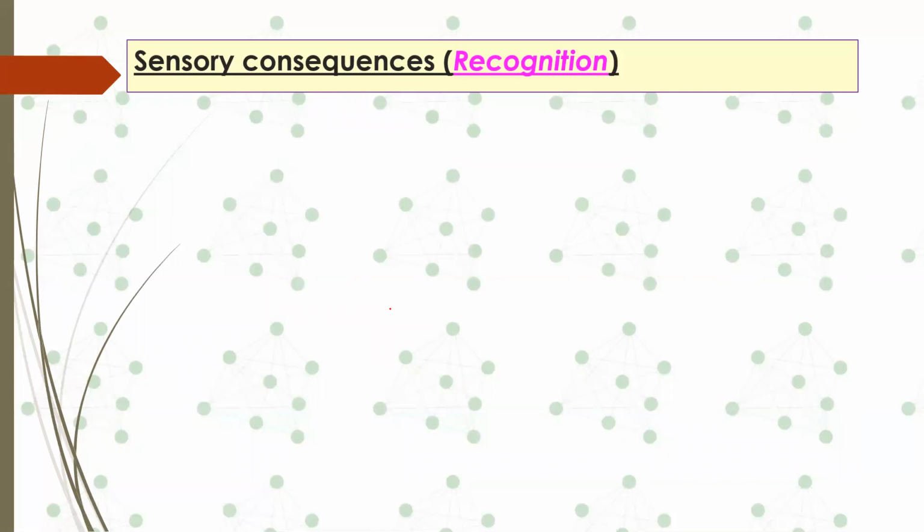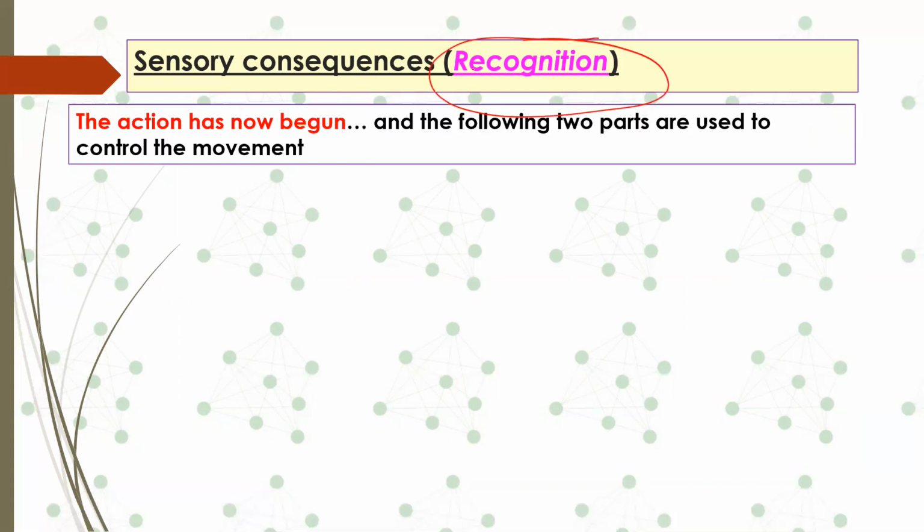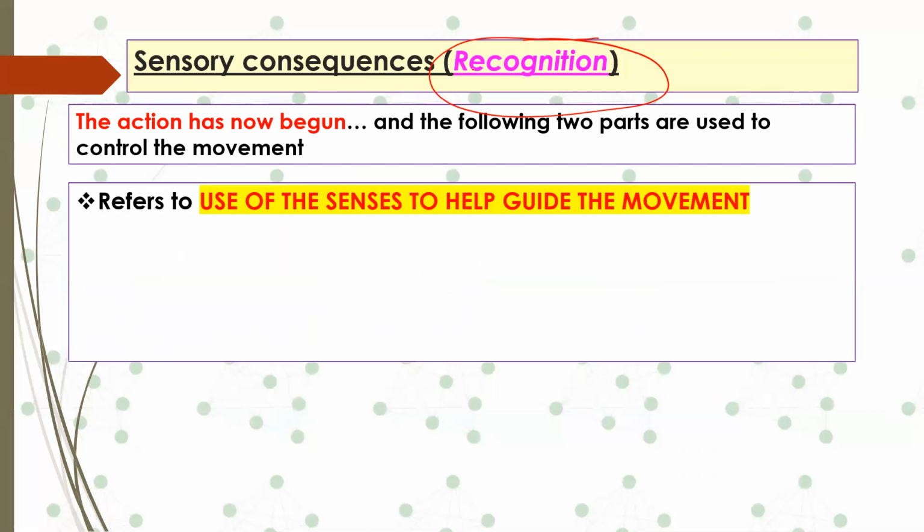We then come to sensory consequences. Now, remember, this is the second part of the process, so this is to do with recognition schema. And the key thing here is the action has now begun. So you've gone through that initial initiation process. You've thought about your options. This now has 2 key parts that are used to control the movement. So this refers to the use of sensors to help guide the movement.